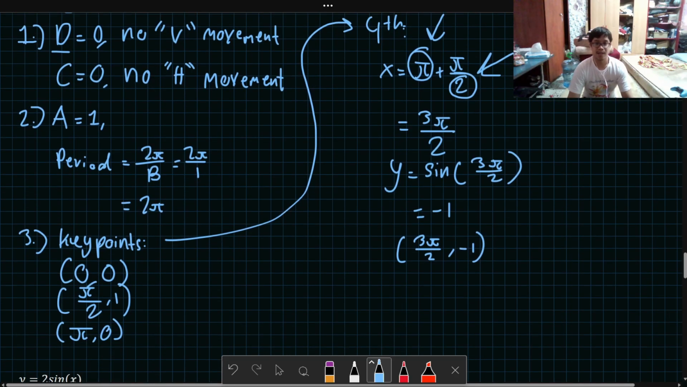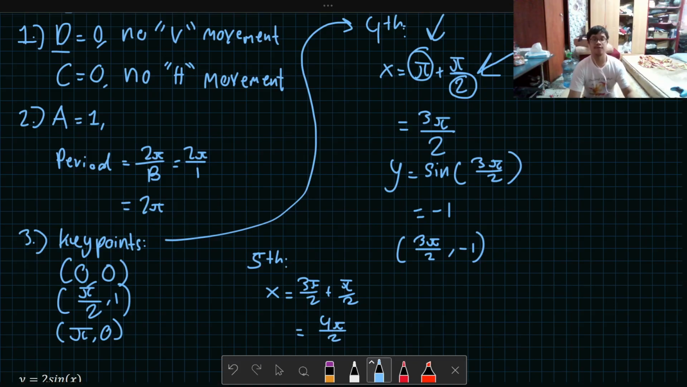Okay? Then lastly, we're going to find the fifth key point. Let me just find the fifth key point here. We're going to find the x coordinate as usual. Just simply add the recent x by pi all over 2. So 3 pi all over 2 plus pi all over 2. Notice that we have two fractions and they have the same denominator. Just simply combine the numerators. So 3 pi plus pi, you will get 4 pi all over 2.